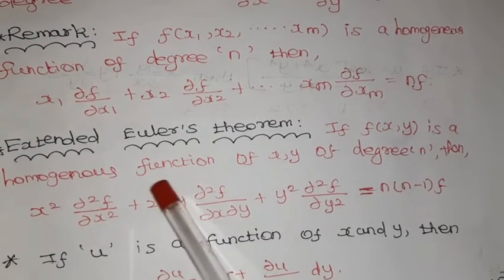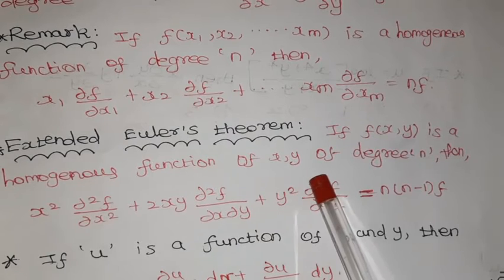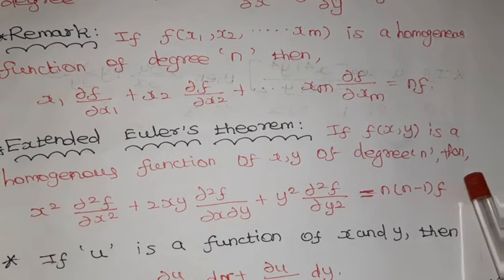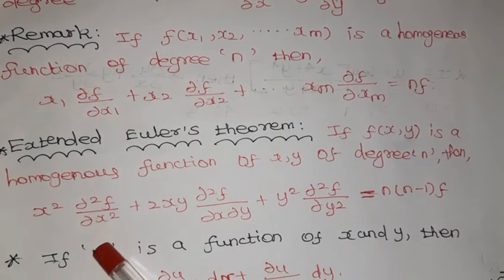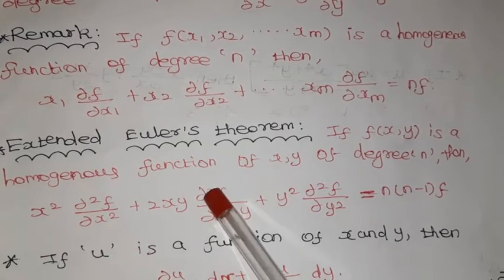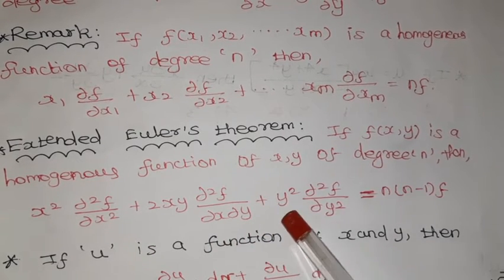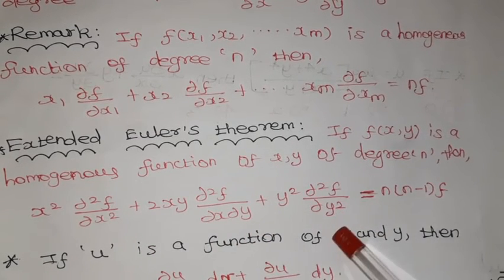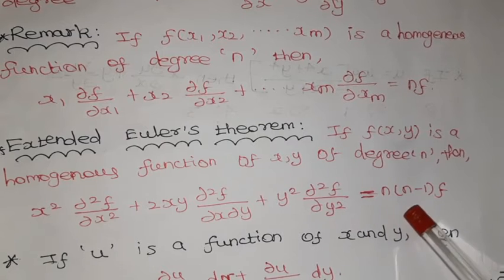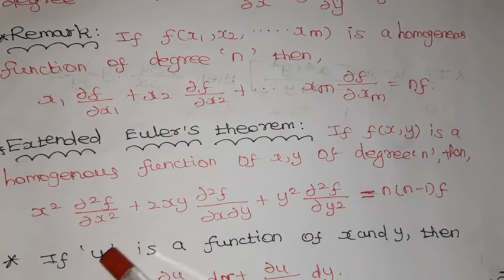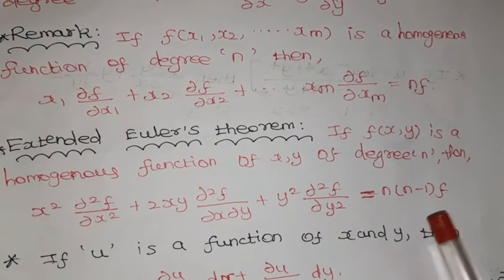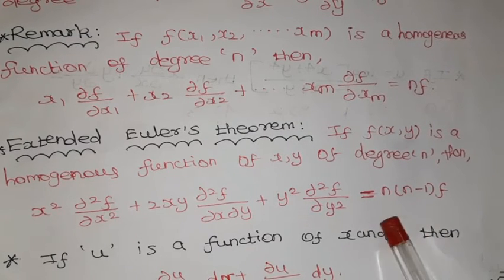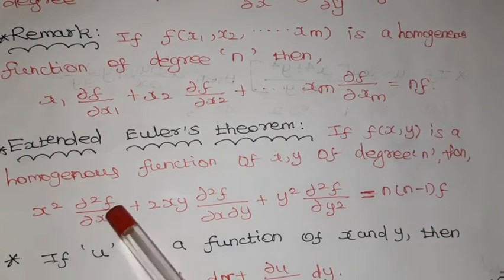Then we'll see the extended Euler's theorem, which means that if f of x comma y is a homogeneous function of degree n, then x square dou squared f by dou x square plus 2xy dou squared f by dou x dou y plus y square dou squared f by dou y squared equals n into n minus 1 into the function f.